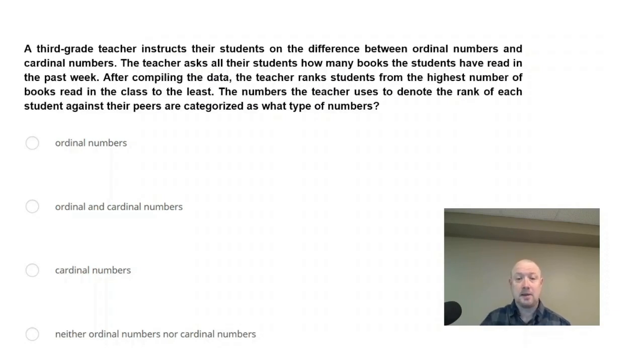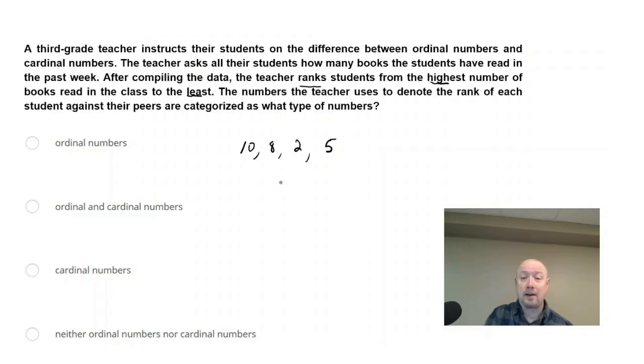All right, so in analyzing this question, we want to look at how the teacher wants to rank this. So they want to use a ranking system based on the highest number of books read in the class to the least. So we want highest to the least. So let's say that we had some data and we had one student that read 10 books, we had one student that read 8 books, we had one student that read 2, and another student that read 5 books. Well, the quantity of the books that were read, that would be represented as a cardinal number. So a cardinal number is going to represent quantity. Okay, so the 10, 8, 2, and 5 would be cardinal numbers.